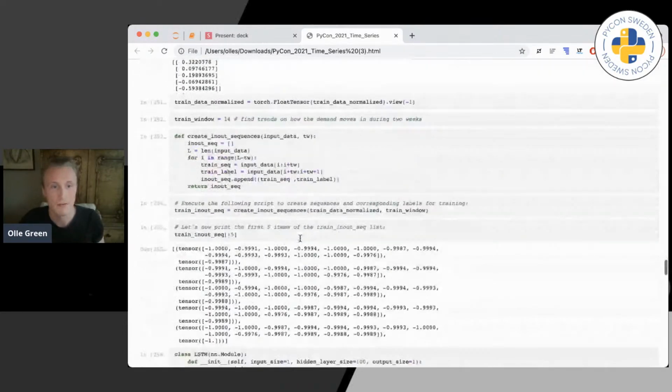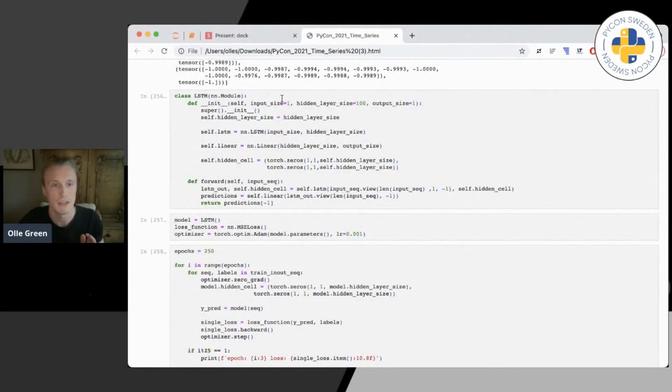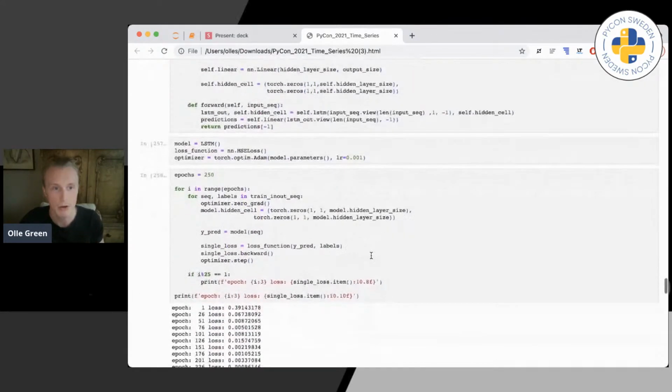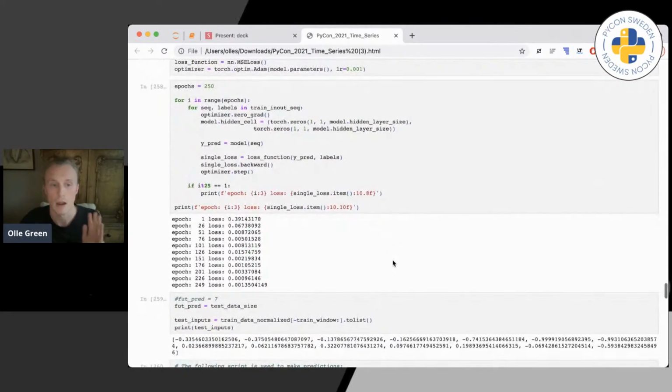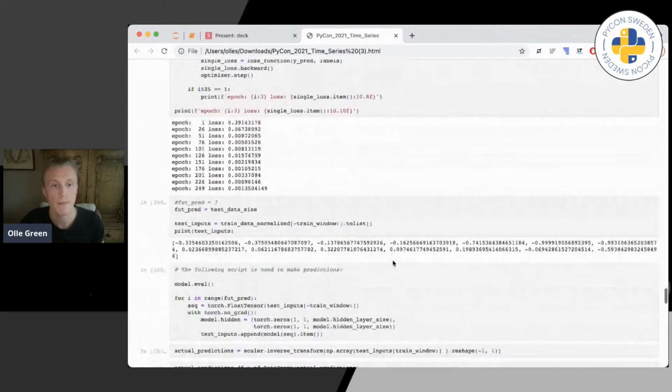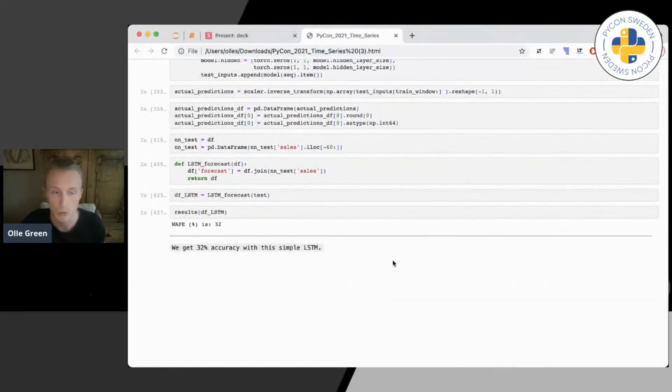Continuing from this, we run through some baseline setting up of the LSTM class. We set up the model. We use 250 epochs. And since this takes a little bit of time, I ran through this model earlier today. And in the end of all of this, we get a WAPE of 32%.